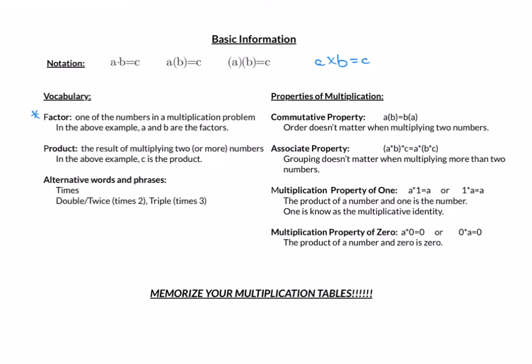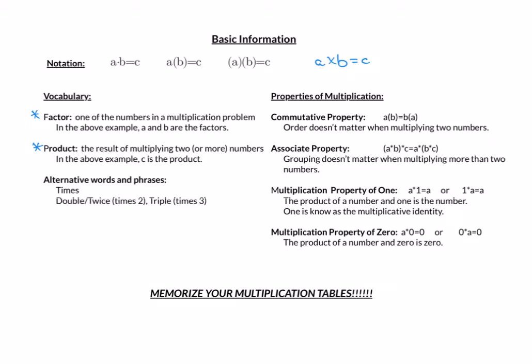The other term that we have is product. Product is the result of multiplying two or more numbers together. In the above example, C is considered the product. This is also a word that you will need to know for later.